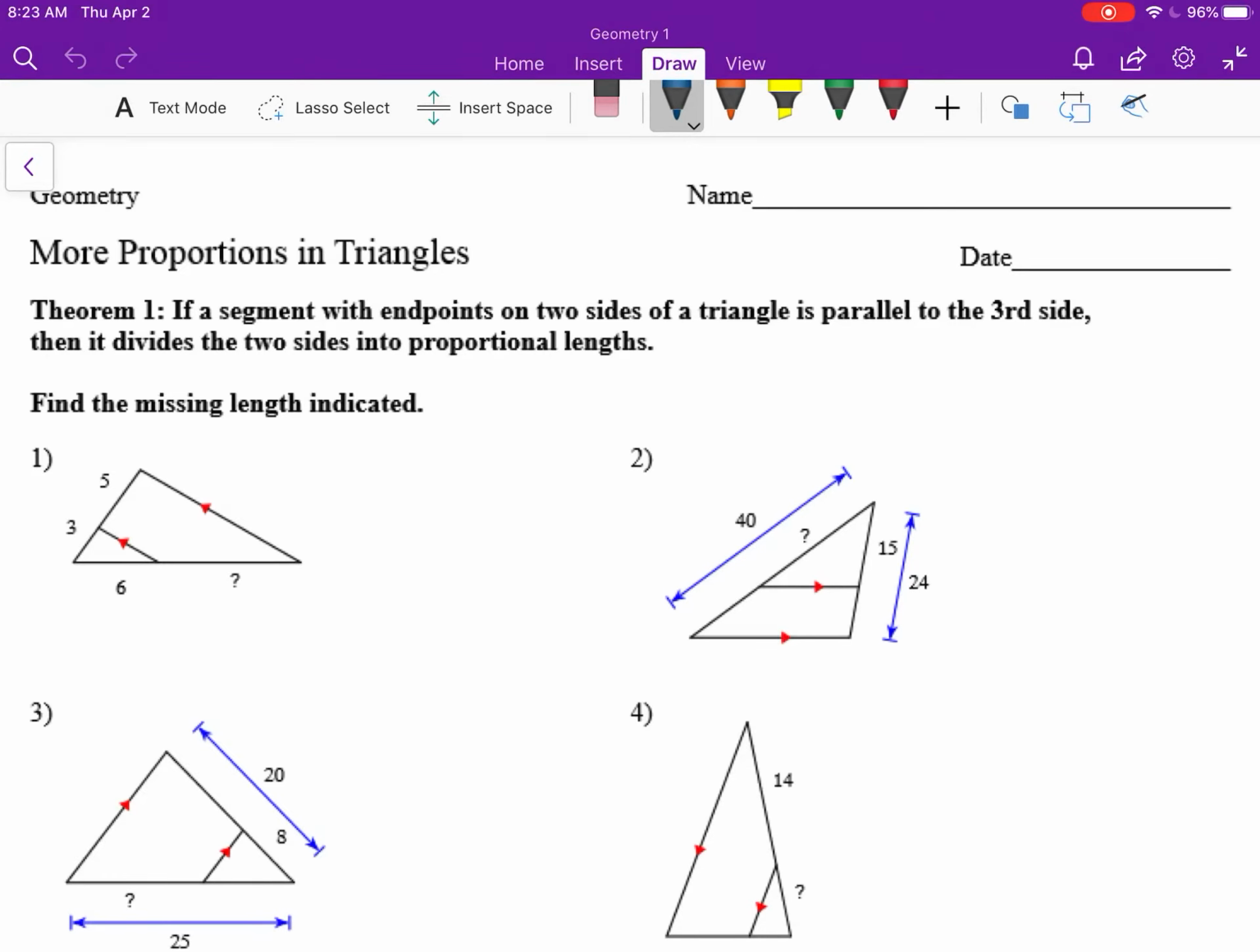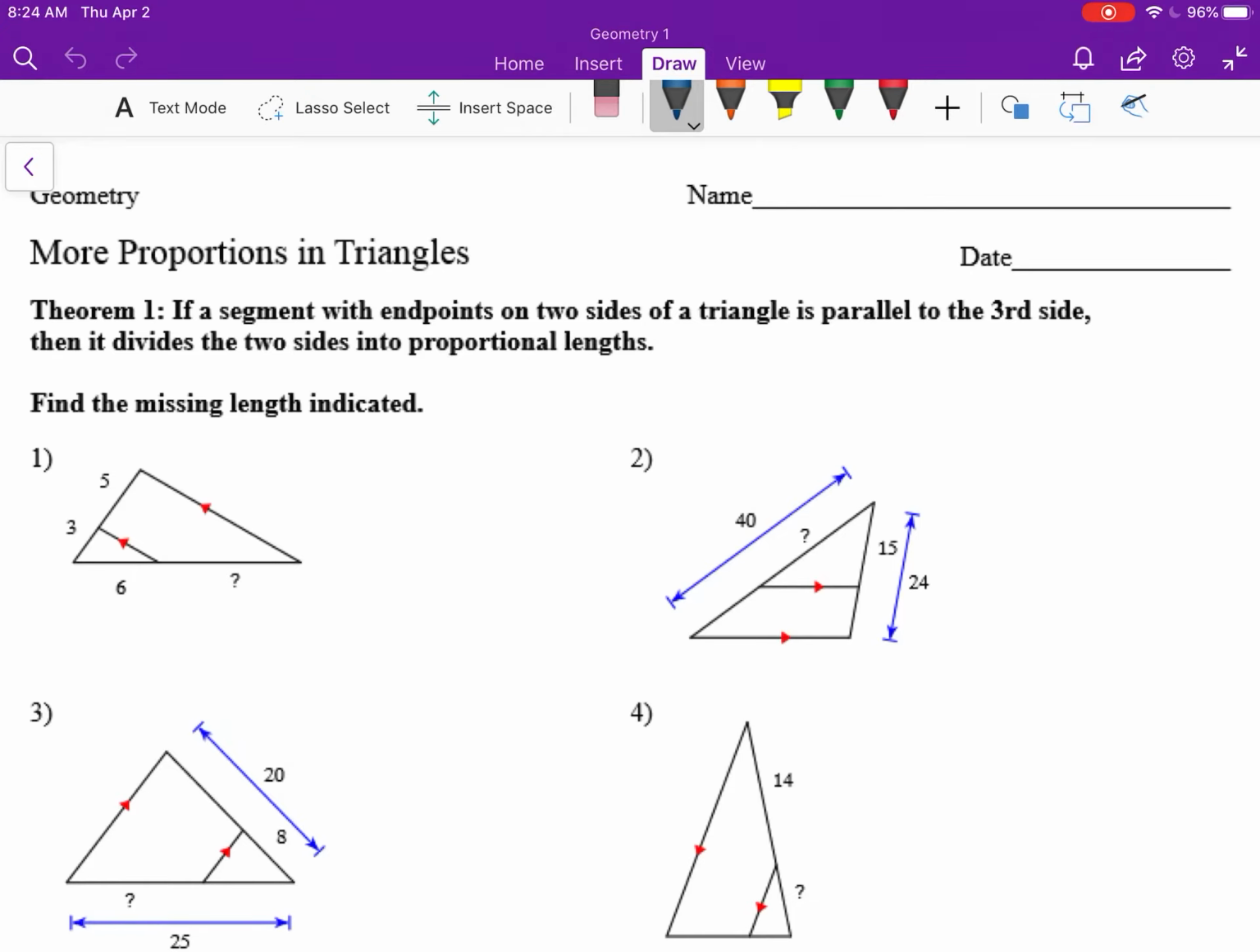Today we're going to be looking at some proportions within triangles. We're going to be looking at 3 different theorems, and they are all true because of similar triangles or similar figures. Remember, in similar figures, all angles are congruent and all sides are proportional, and the fact that sides are proportional is where these different theorems come from.